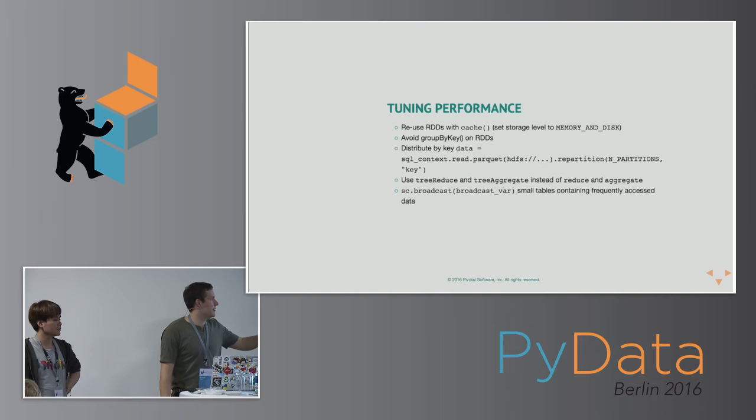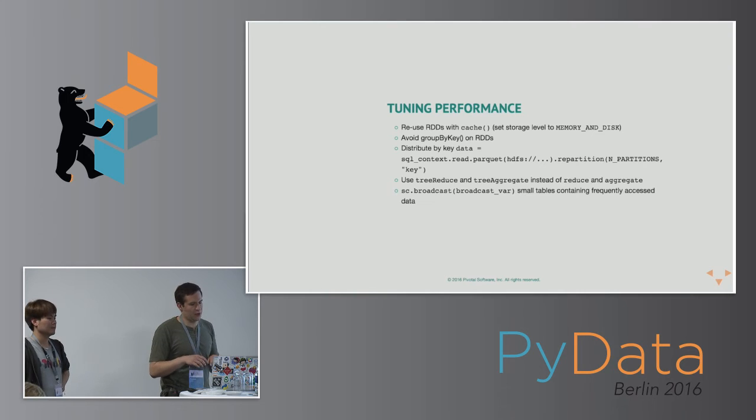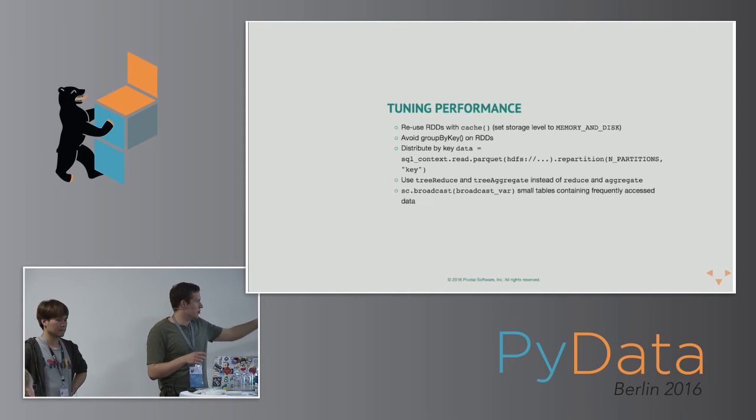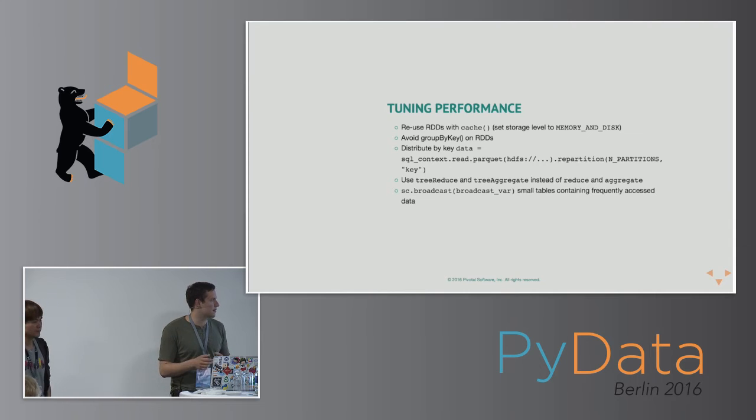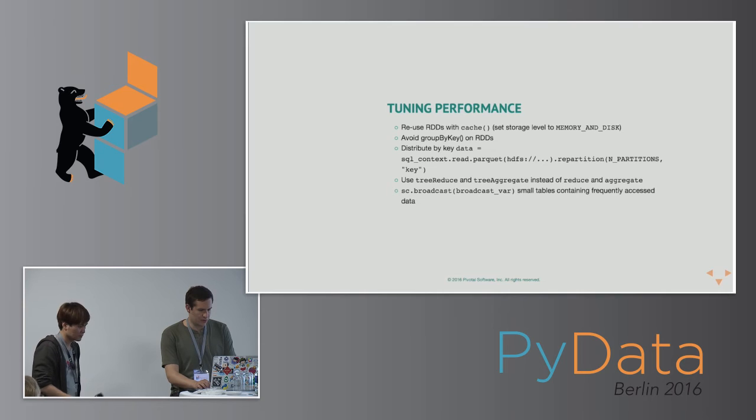And finally, there's treeReduce and treeAggregate. You can use them instead of reduce and aggregate, because if you run reduce, then everything will be sent to a single node, and this will become the bottleneck. Whereas using treeReduce, intermediate results will be spread amongst the workers. It's generally a better function. And finally, if you're using small data sets like a lookup table or something, always broadcast that so all nodes have that available. It can also speed up your programs a lot.